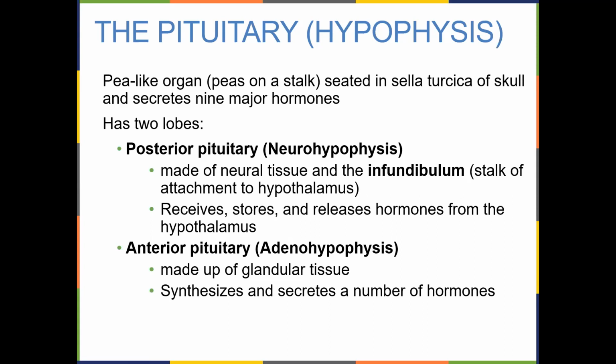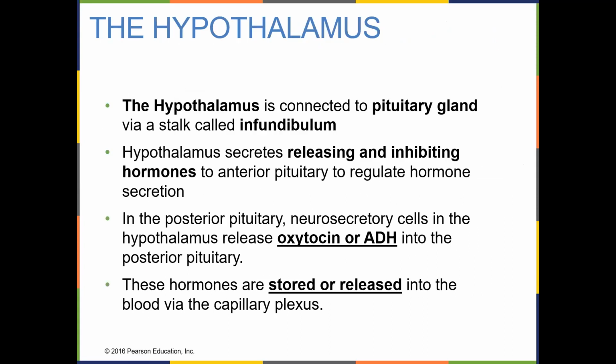It has two parts. It has the posterior lobe and the anterior lobe. The posterior lobe is simply a storage facility. It will release two hormones. The hormones are stored there, but they're made in the hypothalamus. The anterior pituitary, or the front part, or what we call the adenohypophysis, is glandular. It will make six different hormones and release them. So the hypothalamus controls all this, controls the pituitary gland.